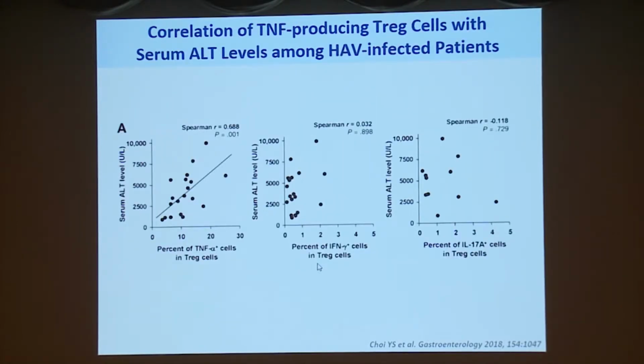And also, in acute Hep A patients, there's a nice correlation between the percentage of TNF-alpha positive Treg cells and the serum ALT value when they were admitted to the hospital. So it means that we don't know yet whether this is the cause of liver injury or the consequence of liver injury. But anyway, we could guess from this data that this TNF-alpha production from Treg cells has some role in the immune-mediated liver injury during very acute viral hepatitis.